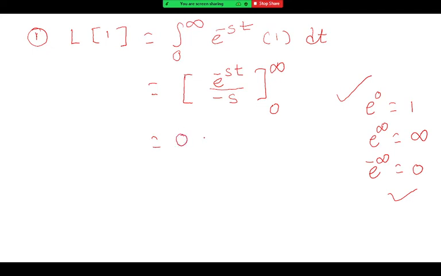For the lower limit, there is a minus sign. When you replace t by 0, e raised to 0 is 1. So the final answer is 1 by s. Okay, clear? So Laplace of 1 is 1 by s. Got it?